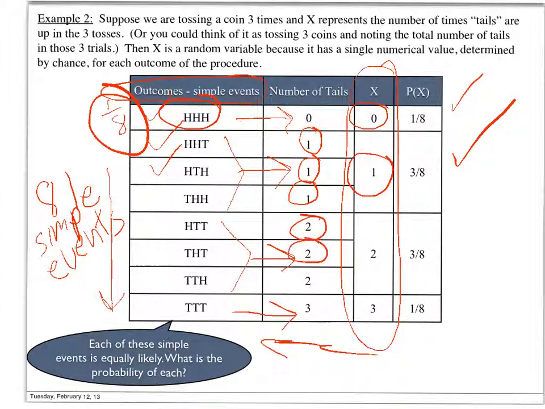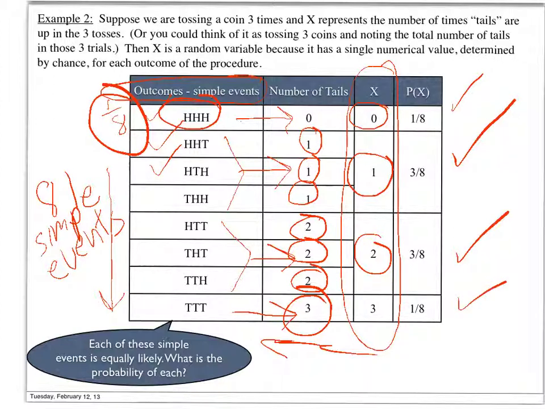Similarly, for having exactly 2 tails, there are 3 events where we have exactly 2 tails, and that's when x is equal to 2. The number of tails is 2. And since there are 3 of those events, and they're equally likely, we have a probability of 3/8. The final event is having exactly 3 tails. There's only 1 way that that can happen, and that event has a probability of 1/8.